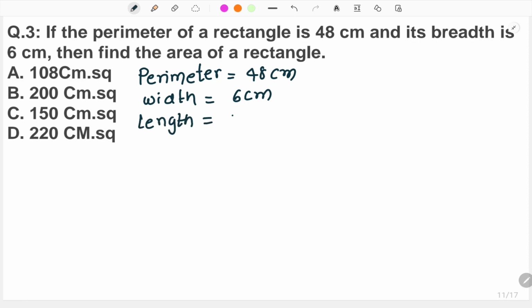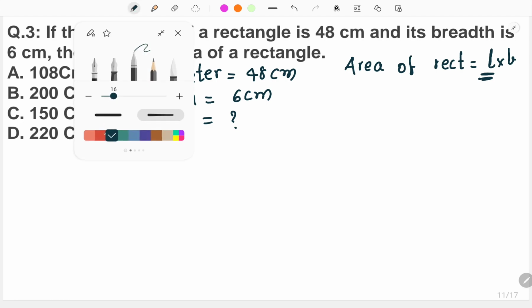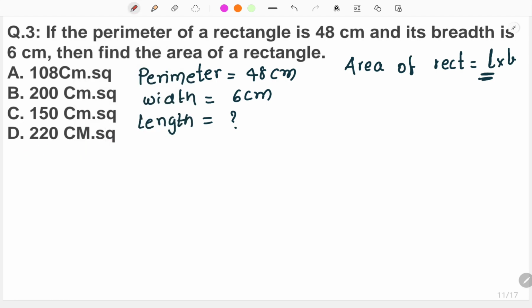but we know the formula for the area of the rectangle. What is the area of the rectangle? Area of the rectangle is equal to length into breadth. But we don't know the length. First of all, we have to find the length. To find the length, we can use the formula for perimeter. What is the formula for perimeter? Perimeter is equal to twice of length plus breadth.